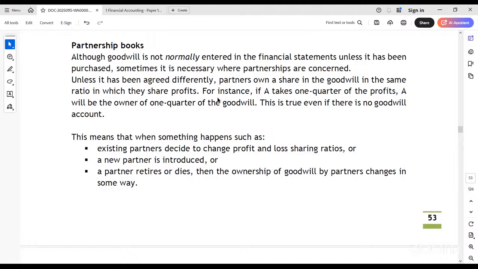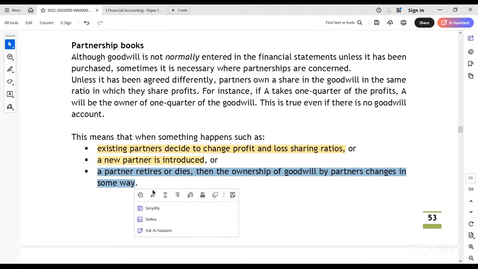This means that when something happens, such as the existing partners deciding to change profit and loss sharing ratios, a new partner being introduced, or a partner retiring or dying, then the ownership of goodwill by the partners changes in some way. So whenever we have these, we introduce goodwill into the partnership books. Goodwill comes in when a new partner is introduced. Assuming we are admitting a new partner, then we have to account for goodwill.